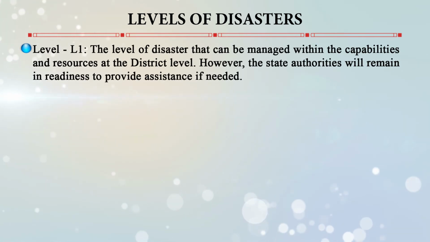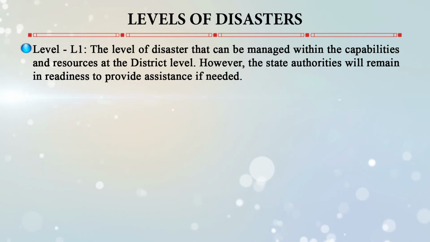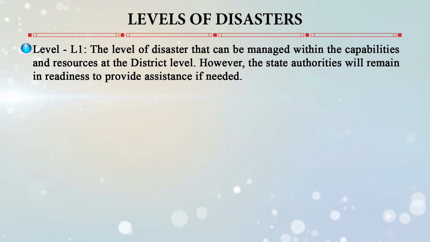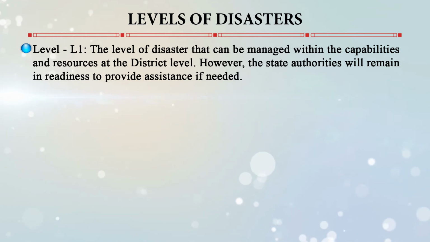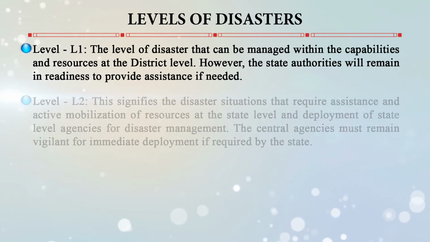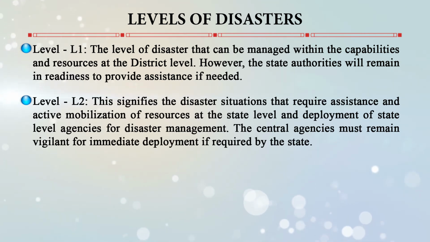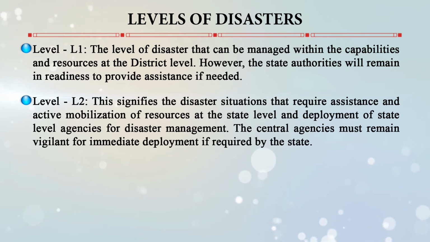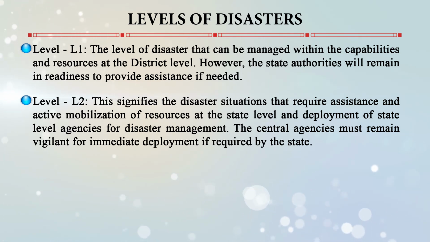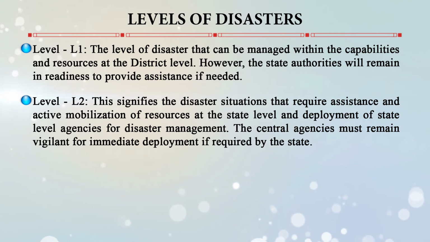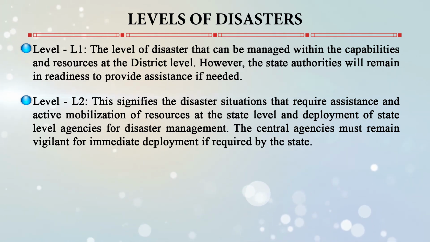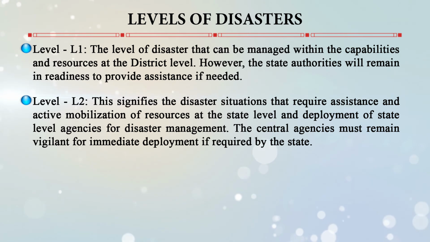Level 1 is a level of disaster that can be managed within the capabilities and resources at the district level, but the state authorities will remain in readiness to provide assistance if required. Level 2 signifies that the disaster situation requires assistance and active mobilization of resources at the state level and deployment of the state level agencies for disaster management. So, the central agencies must remain vigilant for immediate deployment if required by the state.